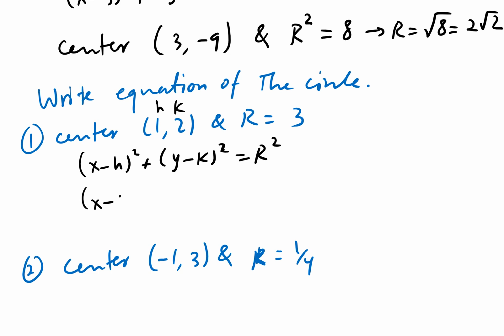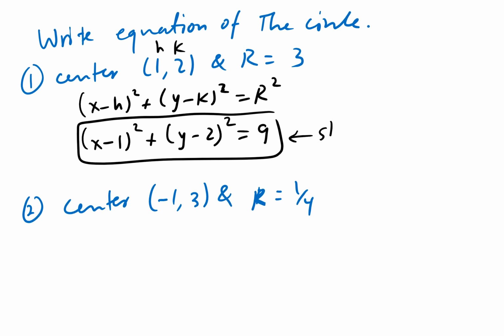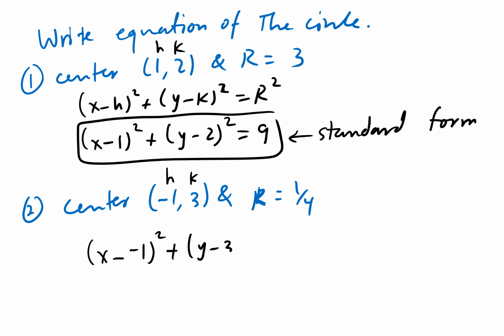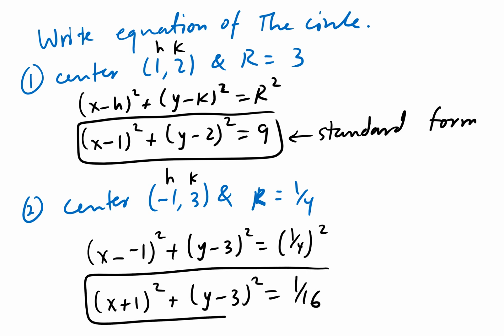So (x minus 1) squared, k is 2, r is 3, which is 9. It's done. You don't have to expand. You can just leave it. This is the standard form. Next one. Again, this is h and k, and they give us r. So it's (x minus h), which is -1, squared, (y minus k) squared equals r squared. So that gives (x plus 1) squared plus (y minus 3) squared equals 1/16.